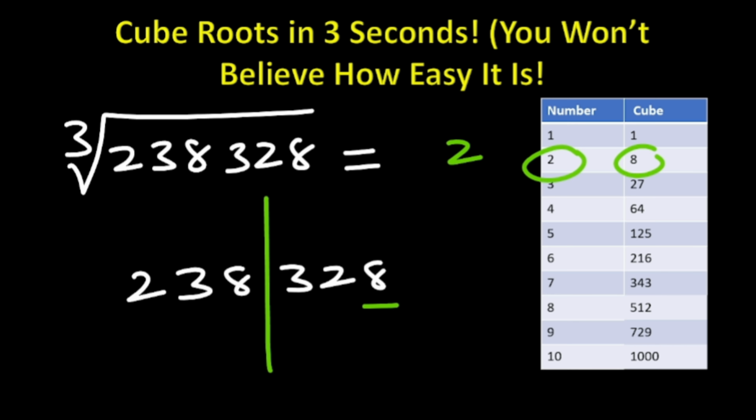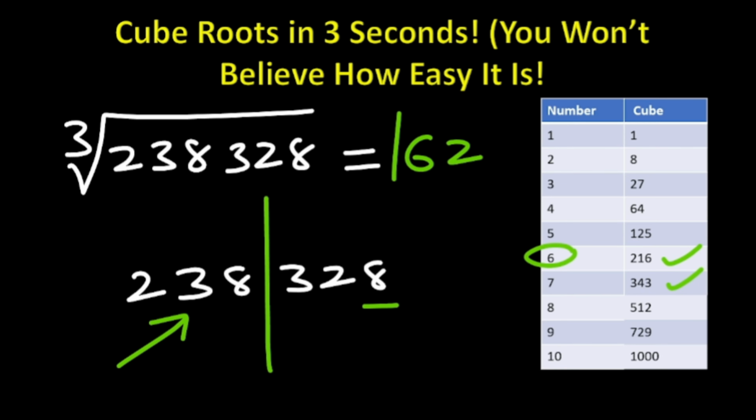To find the next digit, we look at this number here. That's 238. You see that 238 lies between 216 and 343. We choose the smaller one, which is going to be 6. So what is the answer? It's going to be 62. So the cube root of the number 238328 is 62.